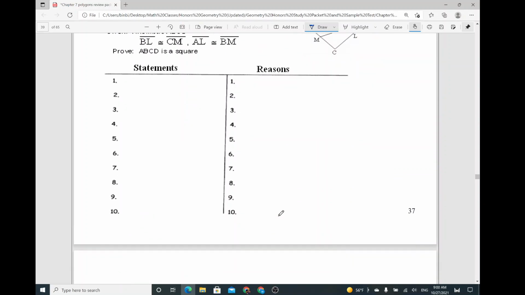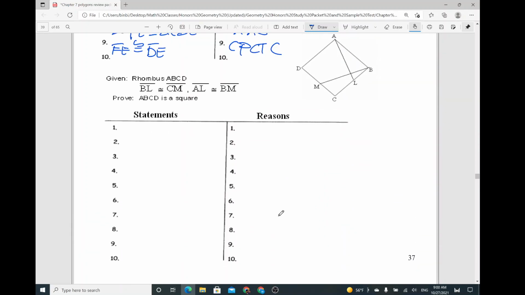So here's another proof. Let's take a look at that. Rhombus ABCD, and this time we want to prove that ABCD is a square. One thing we notice is that BL is congruent to CM.